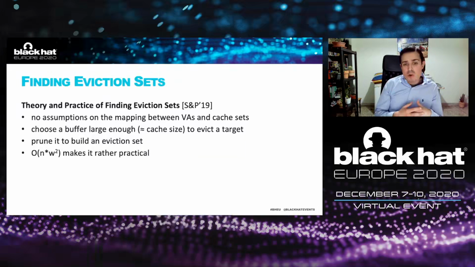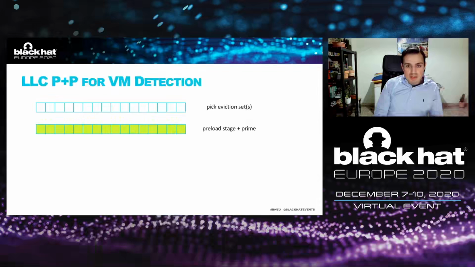So you need techniques that can build eviction sets without making assumptions on the mapping between virtual addresses and cache sets. There is a paper from Oakland last year. They presented a method and released the code, which we use to build eviction sets in a time that is linear in the size of the cache. Starting from a large buffer, they prune it with some clever group thresholding heuristics, and it works pretty well. So we build eviction sets for all cache slices using this method. Then we do the priming part of the attack. We preload the entries from the eviction set in the cache set, and then we probe. So we measure the access time.